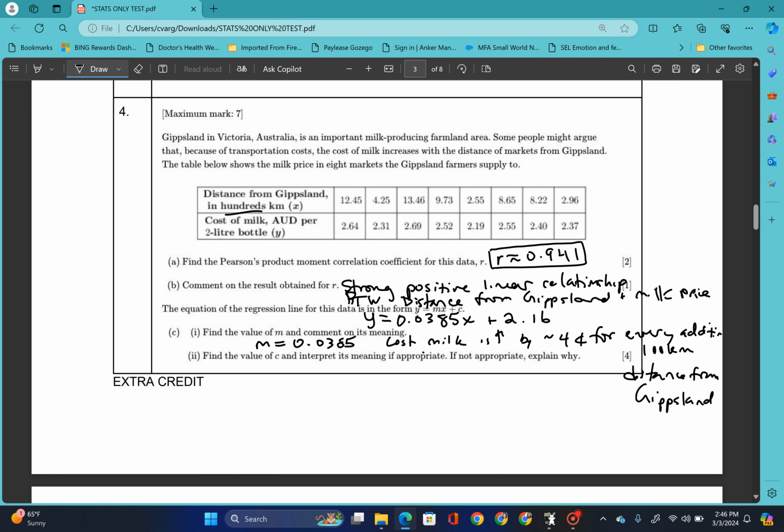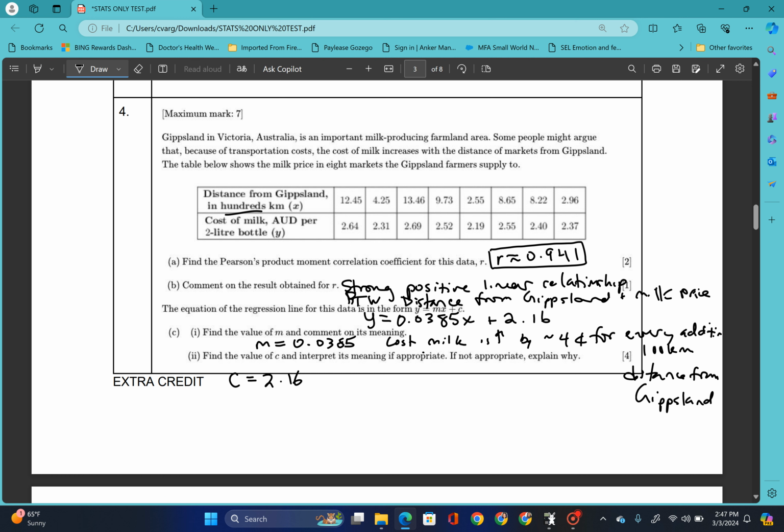All right. Then it says find the value of c. So we already just found that, right? C is about 2.16. And it says interpret its meaning if possible. So if appropriate, right? If not appropriate, explain why. So 2.16, that's our y-intercept, right? It's where it crosses at 0, so where x is 0, that's the number.